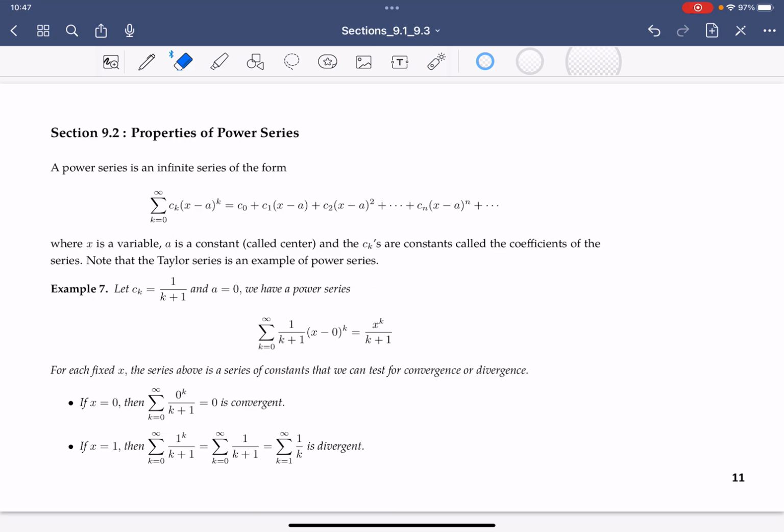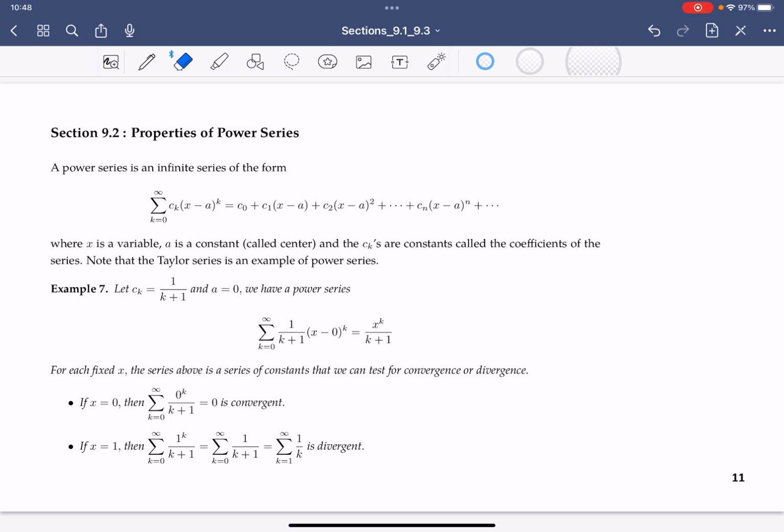Okay, ready? So we're going to learn how to find the radius and interval of convergence for a power series. You still need to be a little bit of an expert at checking the convergence and divergence of a series, because it's going to come up at the end of this question.